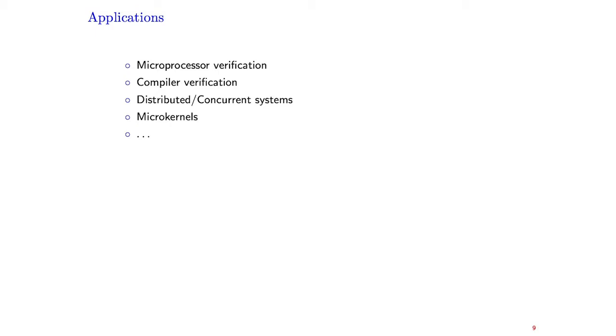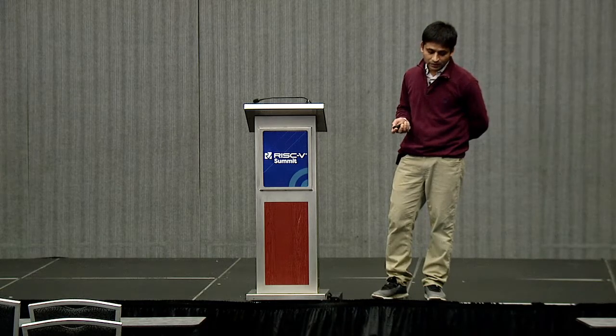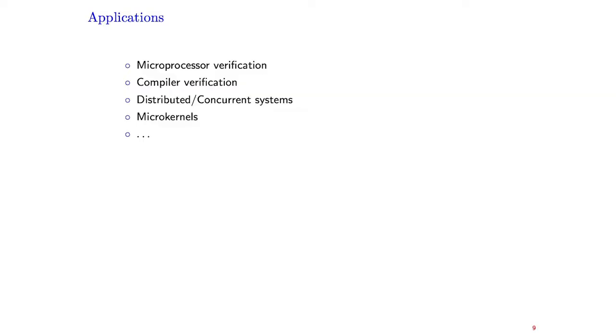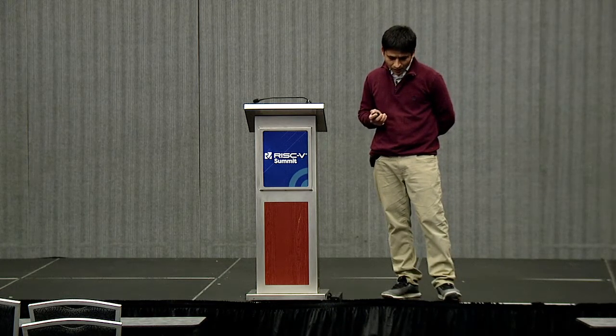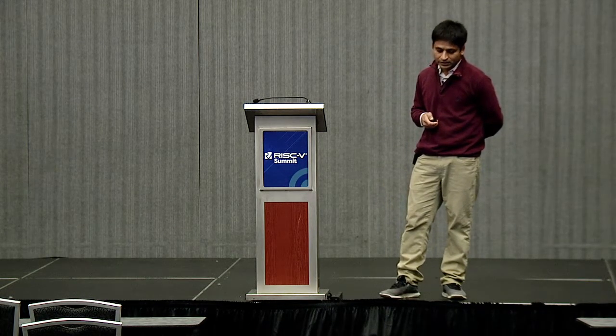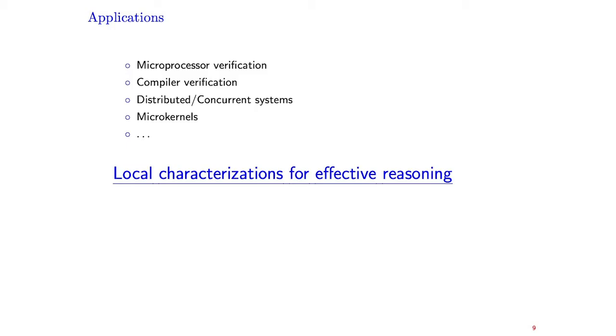Compiler verification has used this refinement thing. So CompCert is a pretty well-known example of a verified compiler. There are distributed concurrent systems that are verified using refinement. And microkernels, so seL4 uses the notion of refinement to verify their stuff. So there's a precedent of the theory of refinement being pretty successful in verifying not just simple blocks, but good complete systems. And one of the main reasons for its success in a theorem-proving world or formal verification is that all of these notions offer what we call the local characterization.